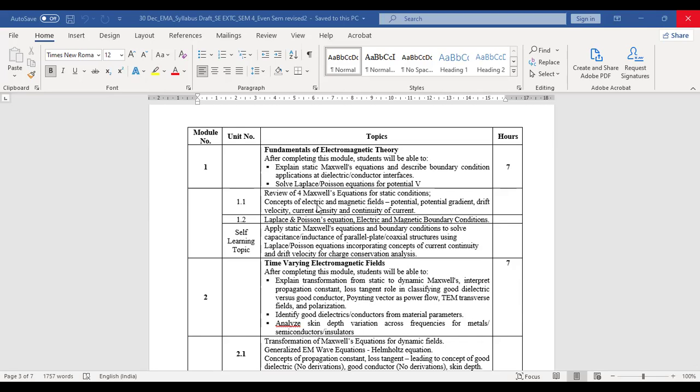We have done things like electric field, Maxwell's equation, static fields, potential gradient, okay? And a few more topics are pending, which I am going to do now. The next thing that I'm going to deal with is continuity of current. Okay. So let's look at that topic.